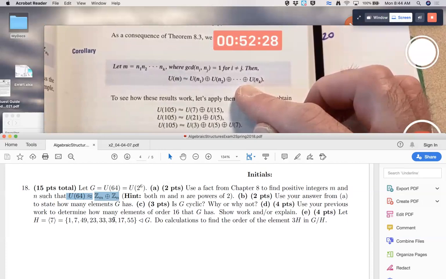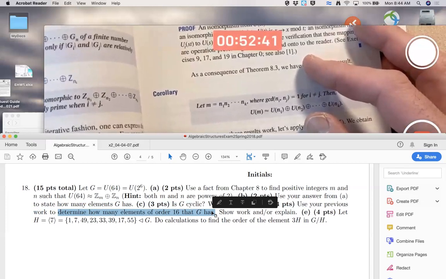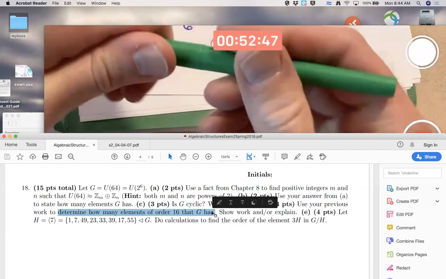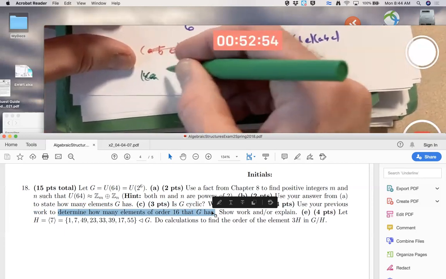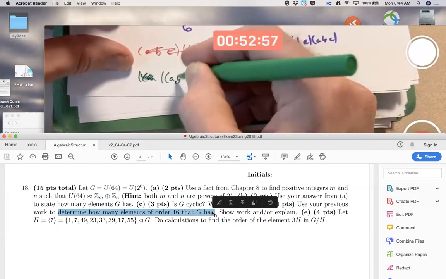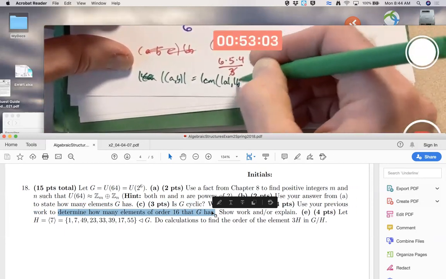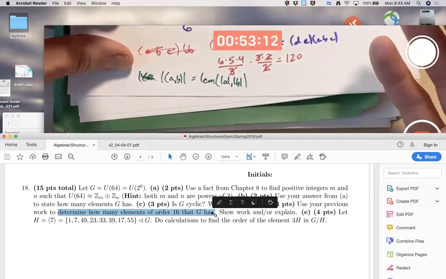So G has 16 elements. It's not cyclic. Use your previous work to determine how many elements of order 16 G has. That's where you'd want to think of the LCMs. The order of an ordered pair is the LCM of the orders of the components. You want to think about that for part D here. Maybe make a table like I do in the lectures.